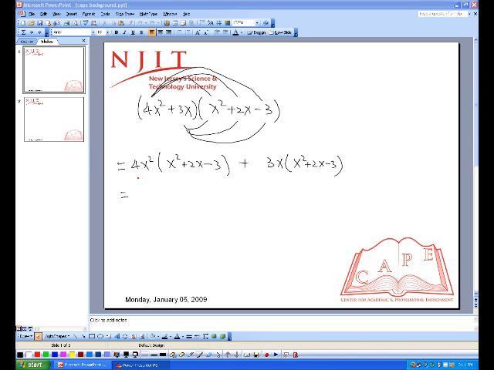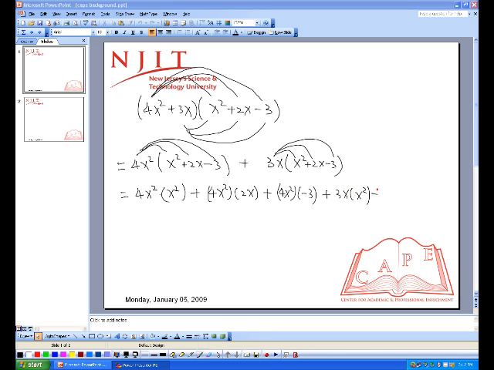Okay. So if you do this, you do the same thing I taught you earlier, and write all the terms out. So it will be 4x squared times x squared plus 4x squared times 2x plus 4x squared times negative 3. I know it's a little bit long, right? Plus 3x times x squared plus 3x times 2x plus 3x times negative 3.